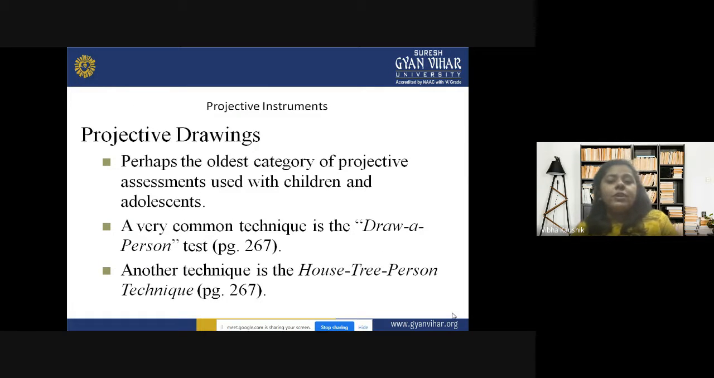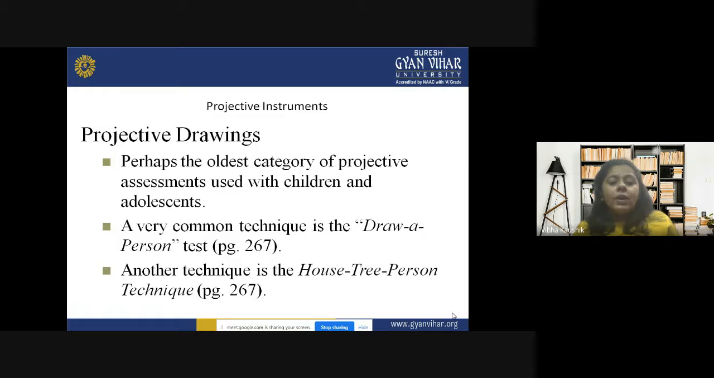Now, projective instruments, projective drawings. Perhaps the oldest category of projective assessment used with children and adolescents. This means it is the oldest category of projective assessment, with the help of which we will be able to assess the personality of an individual, and these tests are particularly used to assess the personalities of children and adolescents.